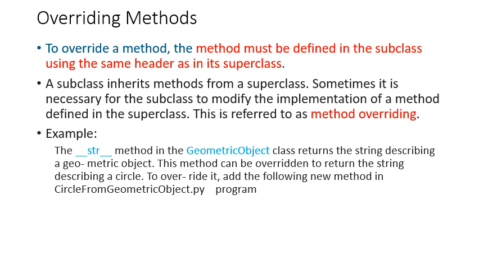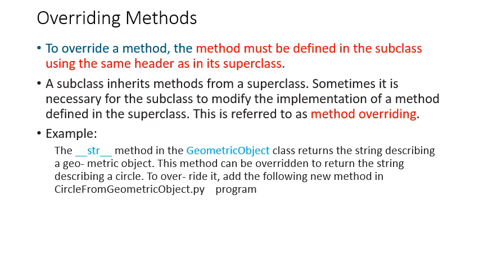To override a method, the method must be defined in the subclass using the same header as in its superclass. A subclass inherits methods from a superclass. Sometimes it is necessary for the subclass to modify the implementation of a method defined in the superclass. This is referred to as method overriding.